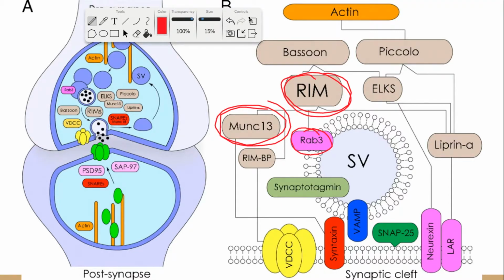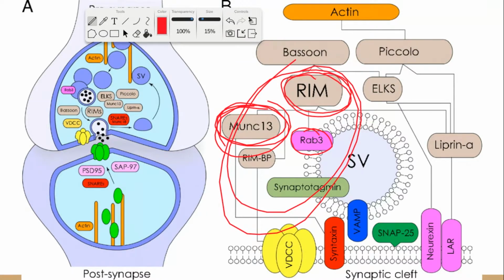Neurons that are missing this MUNC13 complex are completely unresponsive to calcium transients, telling us that this anchoring complex, this whole complex right here, is extremely important for synaptic vesicle release and chemical synapses in general.